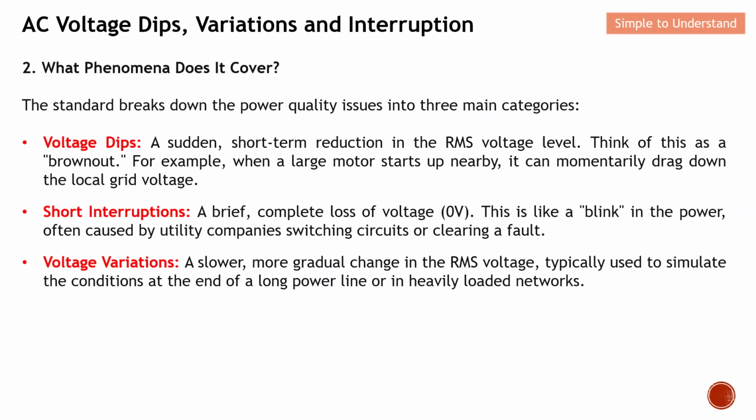Okay, so it won't go all the way to zero. The changes will be gradual. Typically it's used to simulate the condition at the end of a long power line or in a heavily loaded network. From here you can see that they prepare your DUT to survive under these so-called constraints, be it the voltage dip, the short interruption, or the voltage variation. Your DUT actually needs to survive this form of test.